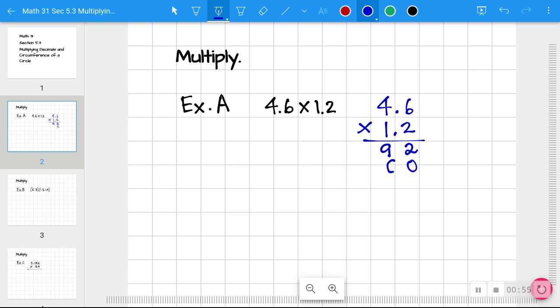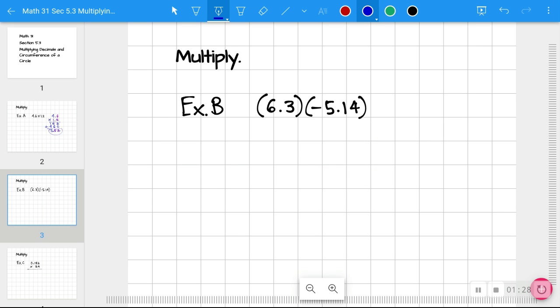1 times 6 is 6, and 1 times 4 is 4. So you add these up, and you get 552. But now the decimals kick in. There are 2 digits to the right of the decimal places in the original problem, so you have to match that down here, 2 decimal places in the answer. So 2 numbers to the right of the decimal. So you get 5.52.